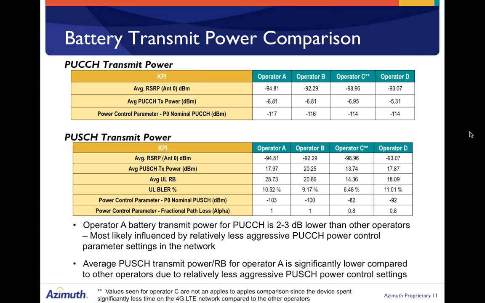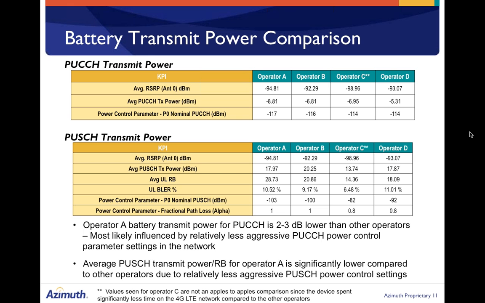So beyond just the typical battery life experience test, we need to understand what kind of battery transmit powers are being used by the different UEs on the different operator networks to understand why that happens, and is there anything that we can do about it. In this example, we compared the PUCCH transmit power and the PUSCH transmit power. The PUCCH transmit power is the control channel transmit power that the UE sends out for sending control signaling between the UE and the network.